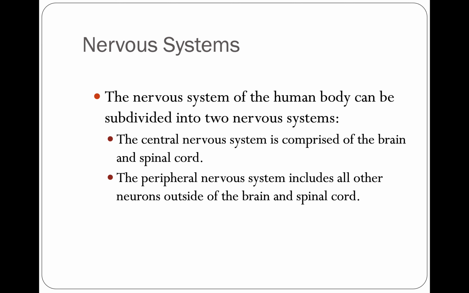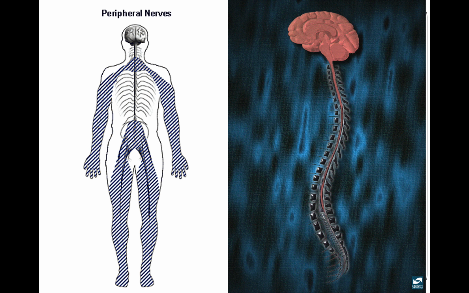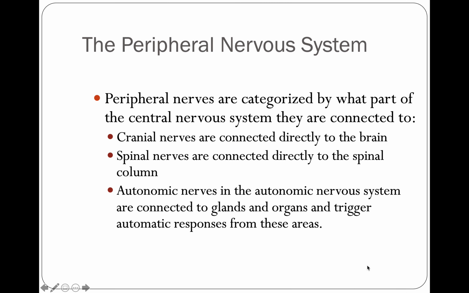Anyway, the nervous system of the human body can be subdivided into two nervous systems. The central nervous system is comprised of the brain and spinal cord. The peripheral nervous system includes all other neurons outside the brain and spinal cord. And this is the peripheral nervous system right here. As you can see, it's everything except the spinal cord and the brain. And there's the central nervous system, the spinal cord and the brain. The peripheral nerves are categorized by what part of the central nervous system they are connected to. Cranial nerves are connected directly to the brain. Spinal nerves are connected directly to the spinal column.